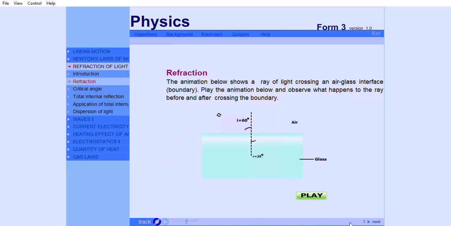Refraction. The animation below shows a ray of light crossing an air-glass interface, that is, boundary. Play the animation below and observe what happens to the ray before and after crossing the boundary.